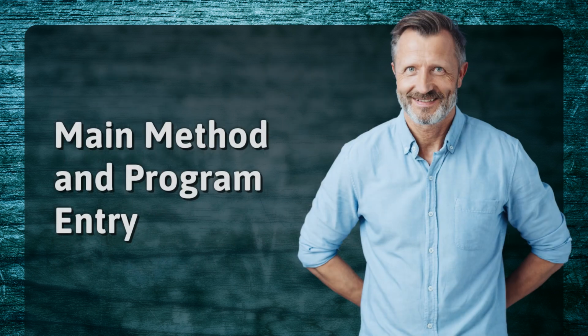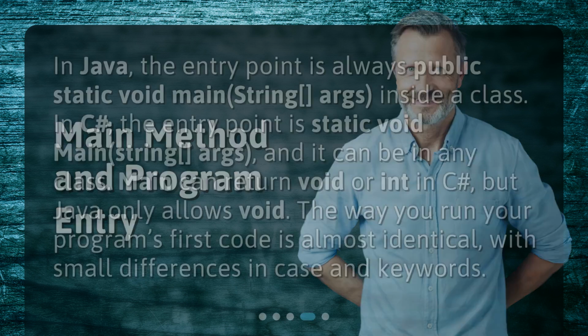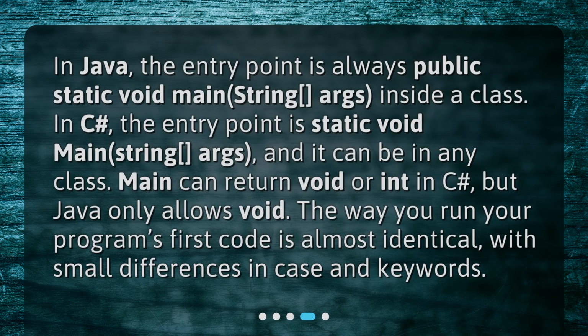Main method and program entry. In Java, the entry point is always public static void main(String[] args) inside a class. In C#, the entry point is static void Main(string[] args), and it can be in any class. Main can return void or int in C#, but Java only allows void. The way you run your program's first code is almost identical, with small differences in case and keywords.